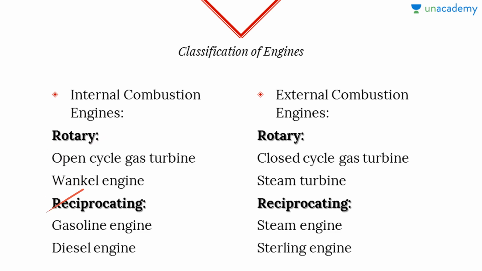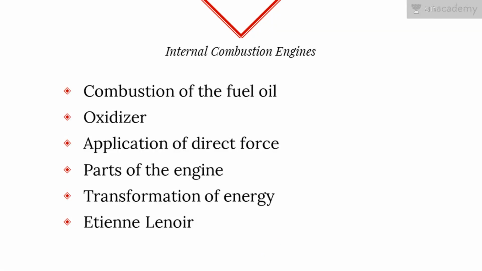Reciprocating engines are divided into gasoline engines and diesel engines. In external combustion, you also have two types, namely the rotary and reciprocating engines. The rotary engines are divided into closed cycle gas turbine and steam turbine, whereas the reciprocating engine is divided into steam engine and Stirling engine. So what are internal combustion engines?